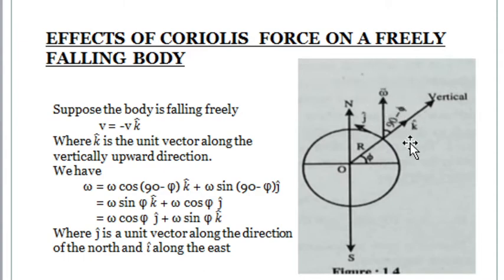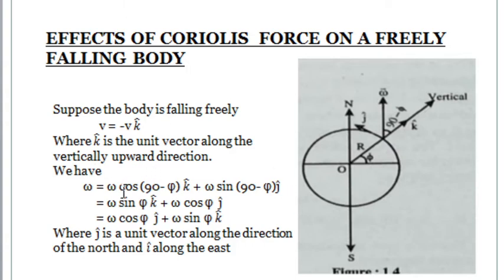Then we have to resolve this angular velocity vector omega into component form, in terms of sine and cos. First, I resolve it in the k direction, that is omega cos 90 minus phi k cap. Then in the y direction, that is omega sine 90 minus phi j cap. So, I am writing the expression of omega as omega cos 90 minus phi k cap plus omega sine 90 minus phi j cap.